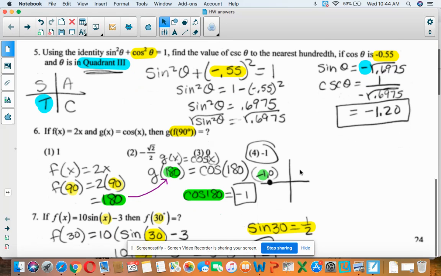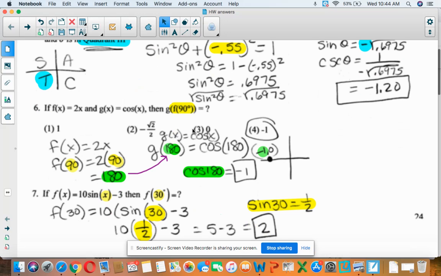All right, 6 is stuff we've done previously, but just not with cosine. So I have f of 90. So let's substitute 90 degrees in for the f function. So right here, f of x is 2x. I'm substituting in 90. F of 90 equals 2 times 90, which is 180.